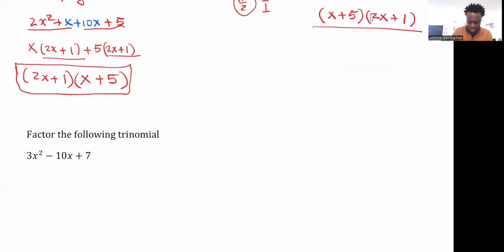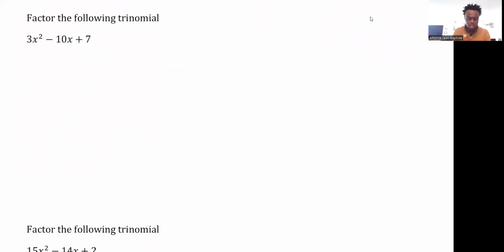Let's see the next example. We're going to go faster for this one. First, try to see if you have a GCF, if the terms share a common factor. They don't in this case. So I multiply a and c, that's 21.